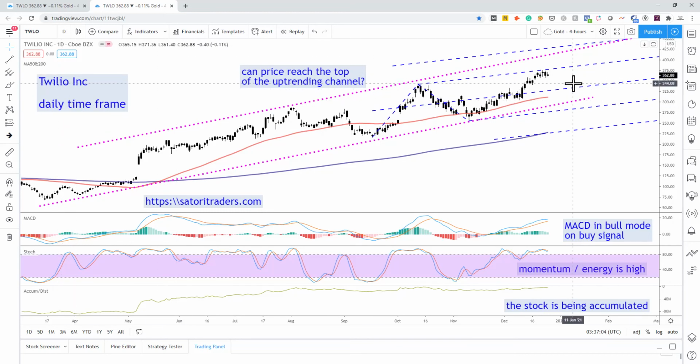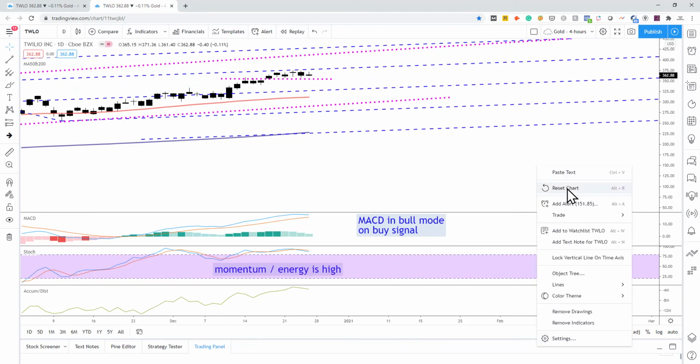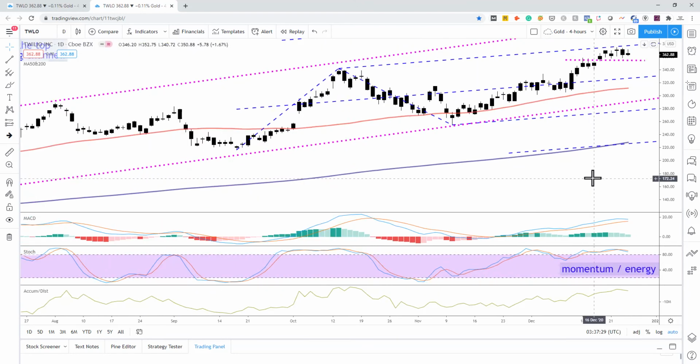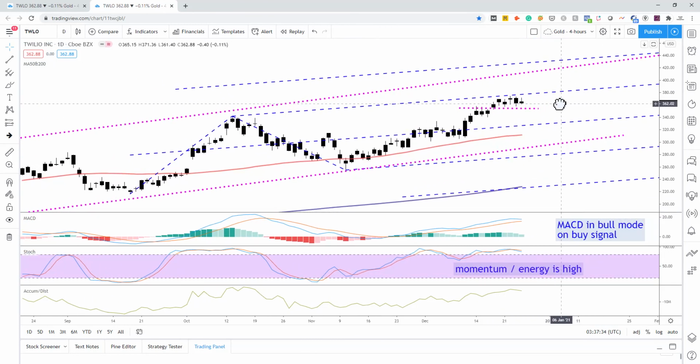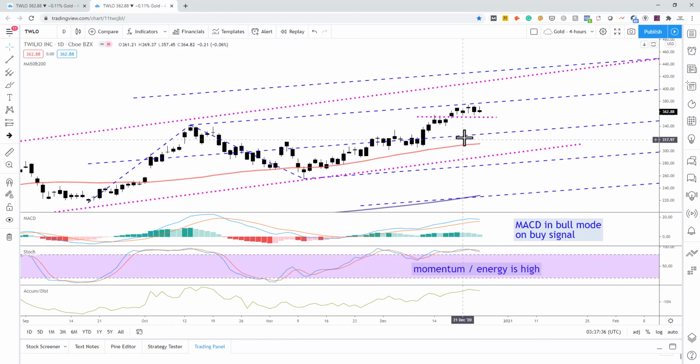Let's see, what would I do here? If I were long this thing, I think I'd probably be tightening my stops. Maybe put a trailing stop in place. Let me zoom in here and take a little bit closer look at this current action.